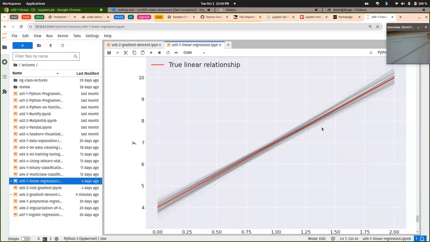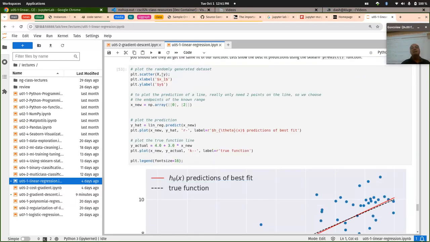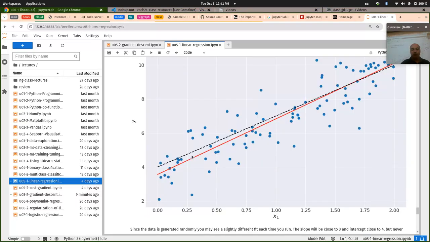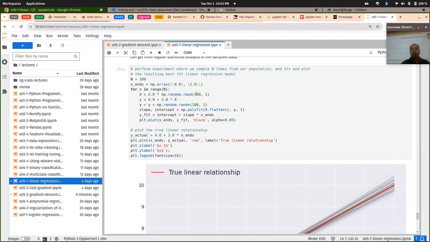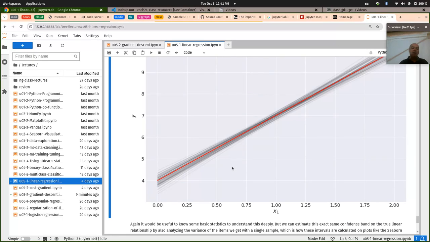You will only ever know, this is my model, and we can do some statistical analysis. If you make some assumptions that your noise is normally distributed, and for all these we're using noise that's normally distributed, you can have some idea of how close your model probably is to reality. So you can come up with confidence intervals.